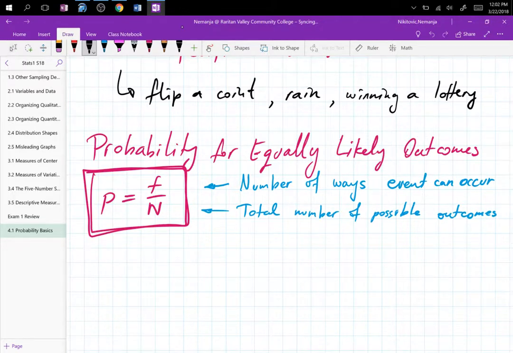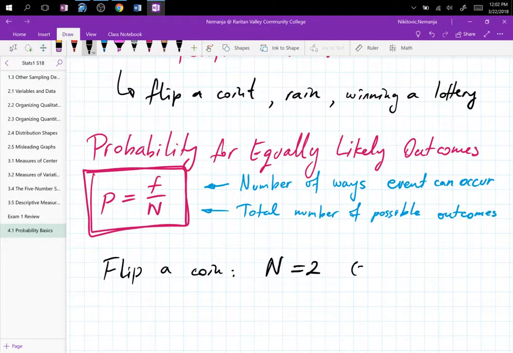So let's talk about the event of flipping a coin. Flip a coin. Well, N is equal to 2. Why? Very good. A coin has two sides. What are the two sides of the coin? Yep, heads and tails. Nice.